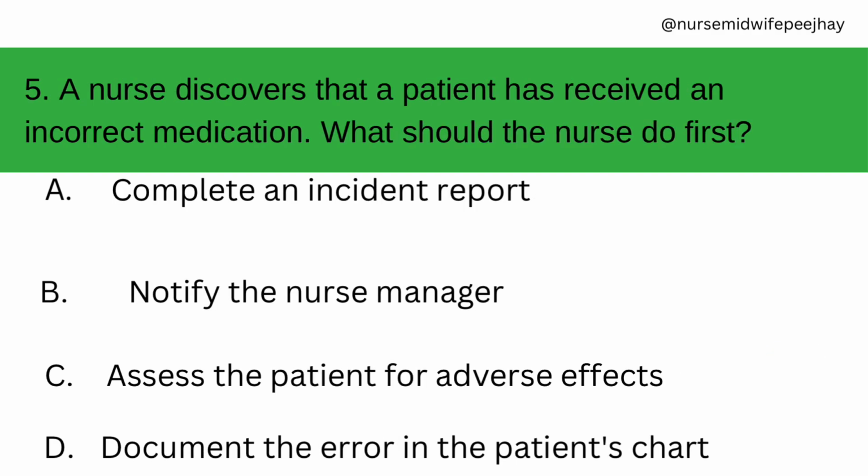5. A nurse discovers that a patient has received an incorrect medication. What should the nurse do first? A. Complete an incident report. B. Notify the nurse manager. C. Assess the patient for adverse effects. D. Document the error in the patient's chart. Correct answer is C.